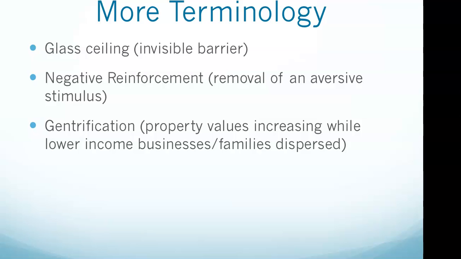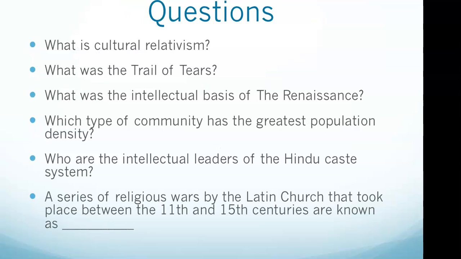And then finally, we have gentrification, which results in property values increasing while lower income businesses and families are dispersed. Okay, so like I said, kind of goes all over the map on this one. So we don't need to know a lot of detail, but in general, we really do need to be familiar, like for example, the Trail of Tears, and can you say how that's different than the Sand Creek Massacre, right? They both happened in the 19th century.